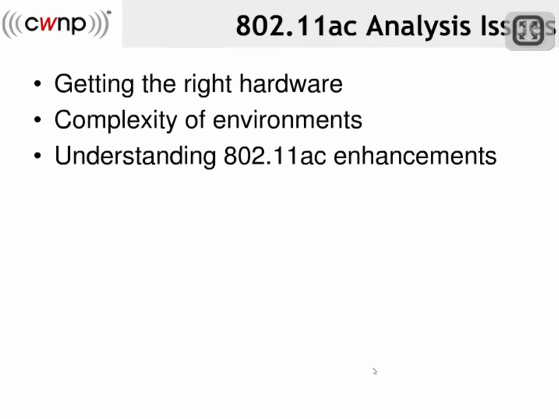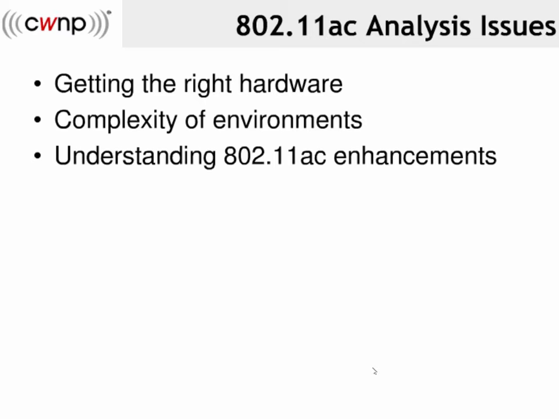Let's go ahead and talk about the issues with 802.11ac analysis. The first thing is obviously getting the right hardware. You can't just use any hardware you want. We're going to come back to that a little bit later on, but there's a link between getting the right hardware and the complexity of the environments. And we've already seen this with 11n. With 11n, you have the issue of single stream, dual stream, and triple stream, or 1x1, 2x2, 3x3. In other words, one spatial stream, two spatial streams, or three spatial streams. We already had that in 11n. We have that in 11ac too. So that's an issue of complexity that's there.